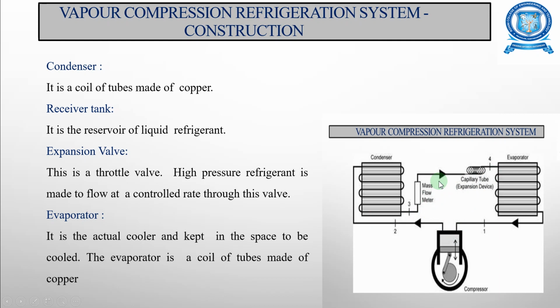It is a reservoir of the liquid refrigerant, and you have the expansion valve. The expansion valve is a throttle valve through which the high pressure refrigerant is made to flow at a controlled rate. And you have an evaporator, which is the actual cooler, and it's kept in the space to be cooled. This evaporator is a coil of tubes made of copper. So these are the basic constructions.